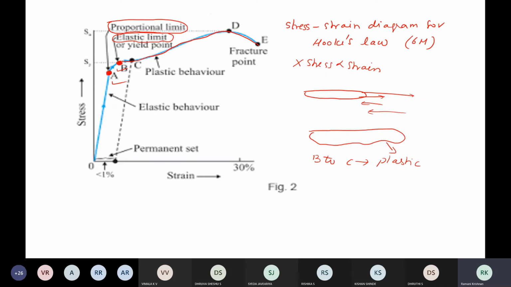Now after B, if I take a point C in the plastic region, and if I remove the force and leave it, the body shape has changed. The body will not have the original shape. It will have a different shape. And so there is a permanent deformation that has taken place anywhere in this plastic region. The body shape has changed. So this is called permanent set. That means the body has changed permanently. Okay, and then from C to E is the plastic region.